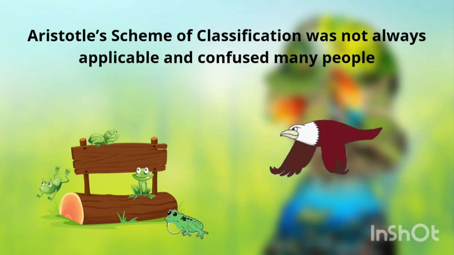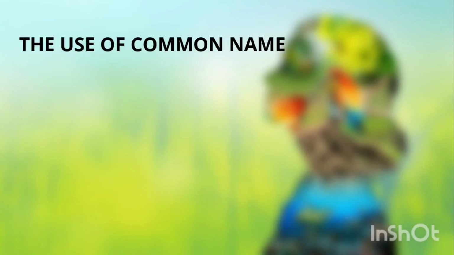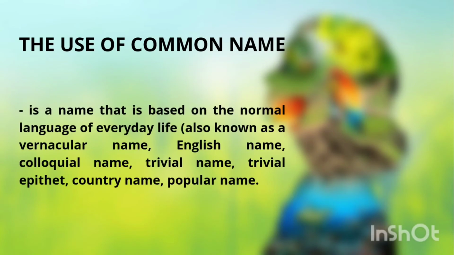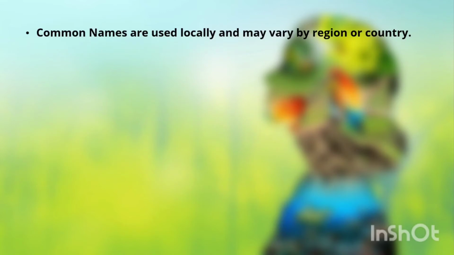Sometimes it stays on land. Later, scientists devised other classification systems which also proved unworkable. These early systems gave common names to organisms based on their similarities in appearance and attributes. A common name is a name that is based on the normal language of everyday life, also known as vernacular name, English name, colloquial name, trivial epithet, country name, or popular name.